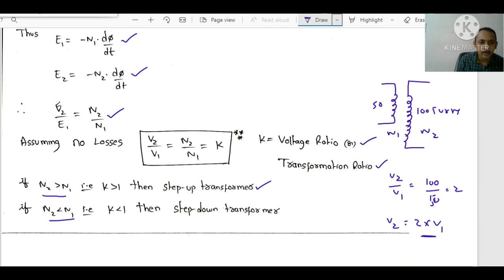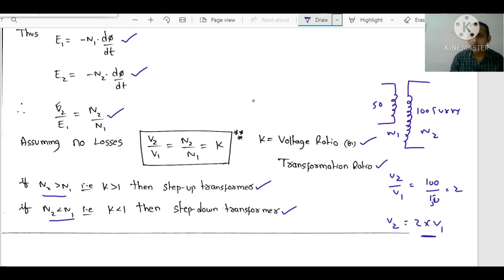Similarly, if N2 is less than N1, meaning the number of turns in the secondary is less than the number of turns in the primary, then it is called a step down transformer. Step down transformer. Clear? Dear students, one more important point, observe.